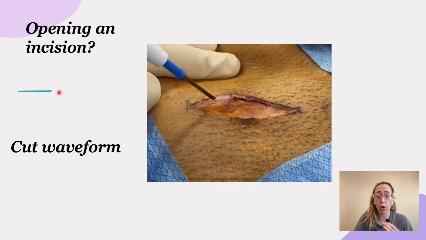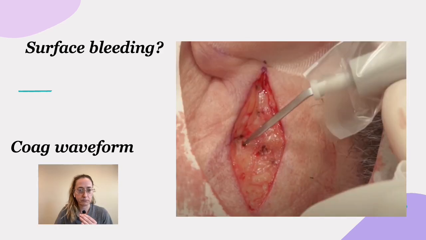So if we're talking about opening an incision, that would be preferred to be a cutting waveform. That you're using vaporization. It's a deep vaporization, but minimal lateral thermal spread, and that's what you want for the skin. If you have some surface bleeding, like a little bit of bleeding here, that would be perfect for your coagulation waveform or fulguration, which is a superficial char on the tissue.